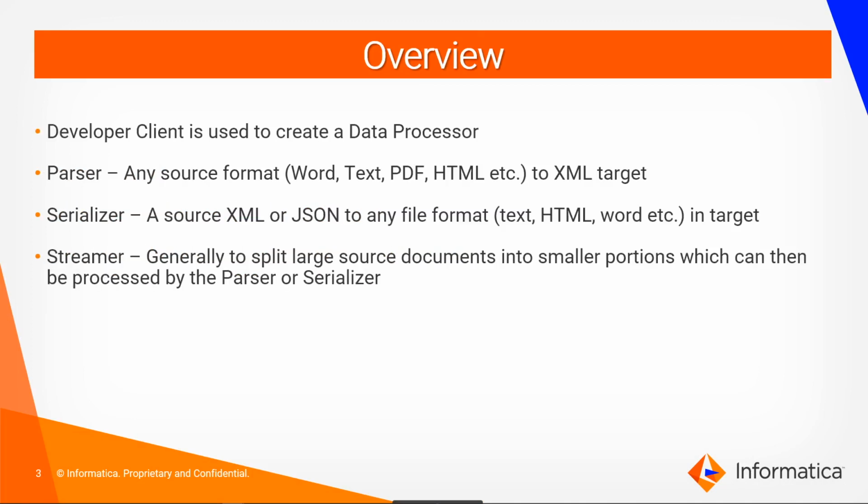The Informatica developer client is used to create a data processor. Data processor has three components: parser, serializer, and a streamer. The parser is used to convert any source file format, say a Word document or text PDF, into an XML. The parser always produces an XML output. A serializer uses XML or JSON as input file format, and the output file format for the serializer can be any, be it a text, HTML, Word, or any other.